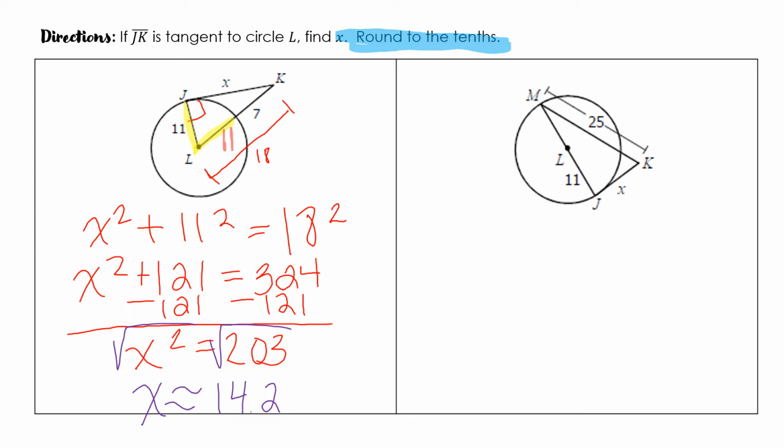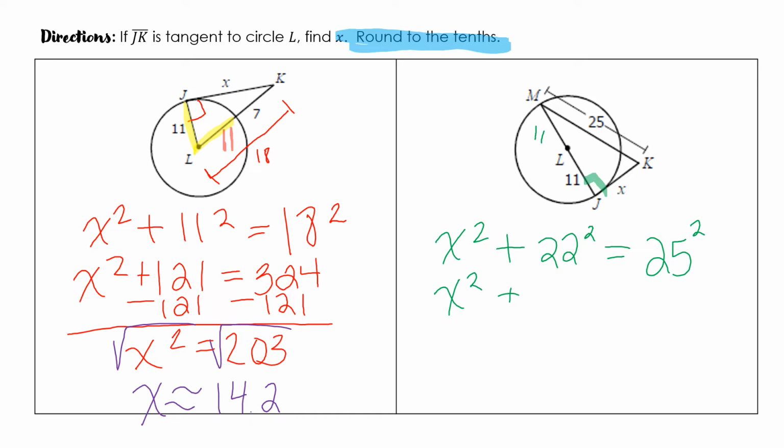In our next example, again, we are told JK is tangent to the circle, so we know that's our right angle. So our legs are going to be x squared, and the other leg would be MJ. We're told LJ is 11, which is a radius. MJ is a diameter, so it would be 11 doubled, or 11 plus 11, which would be 22 squared equals, and the hypotenuse, we do have the whole length of MK, which is going to be 25 squared.